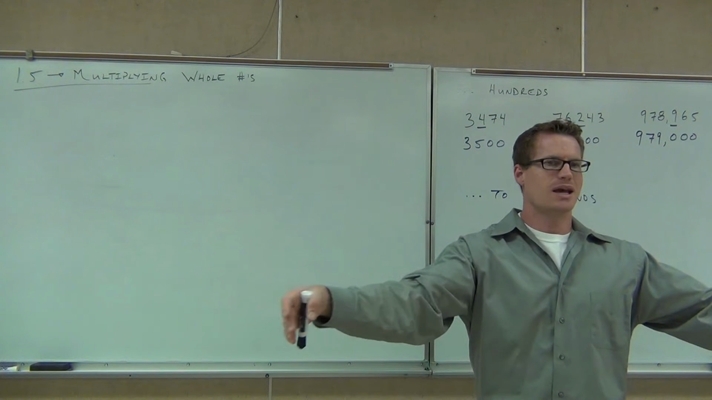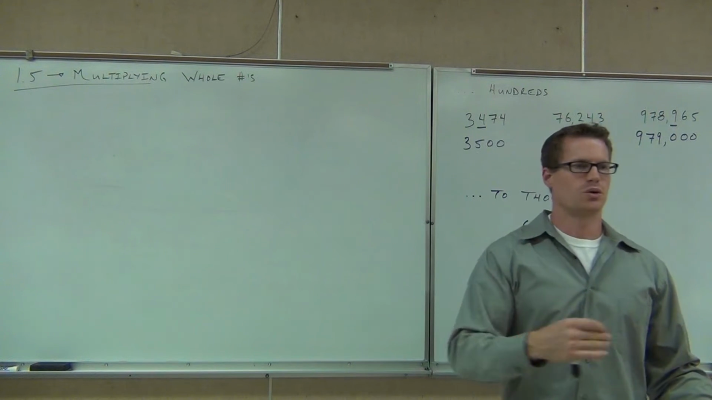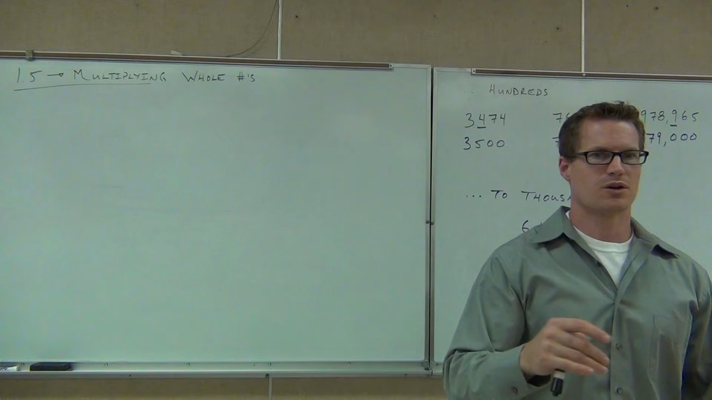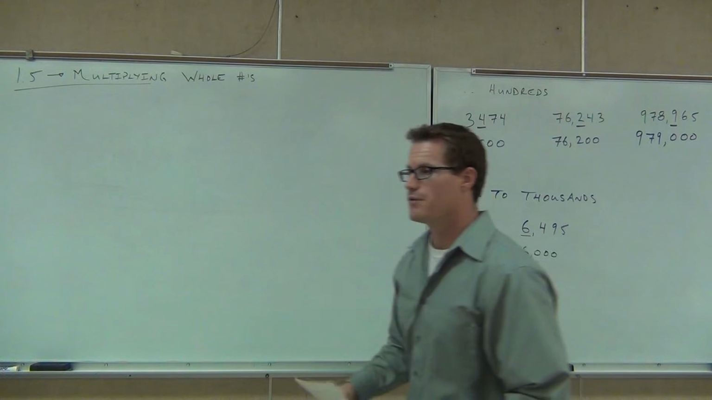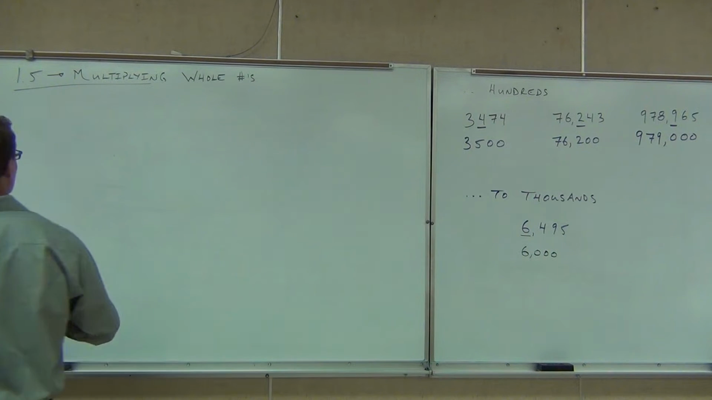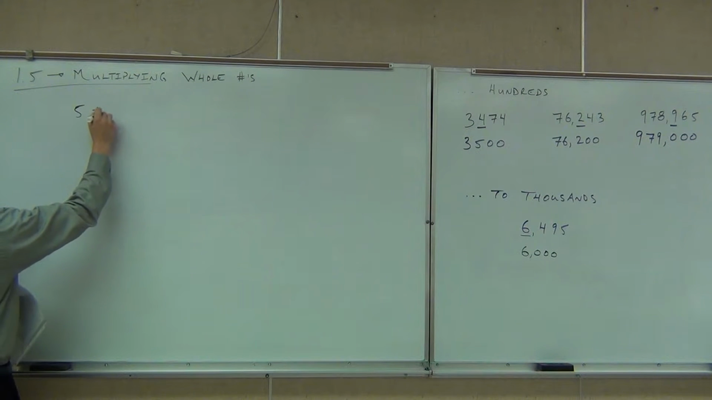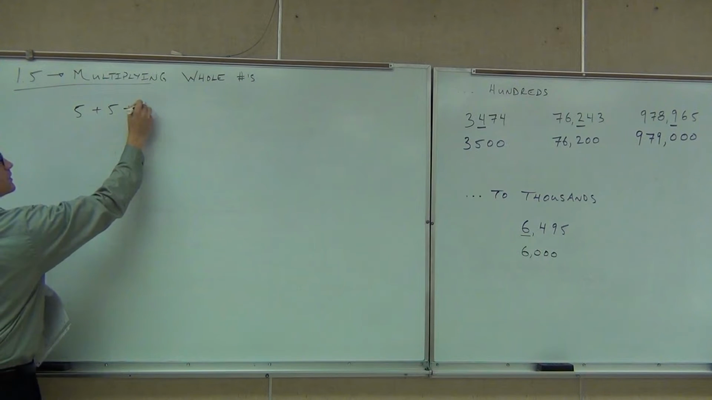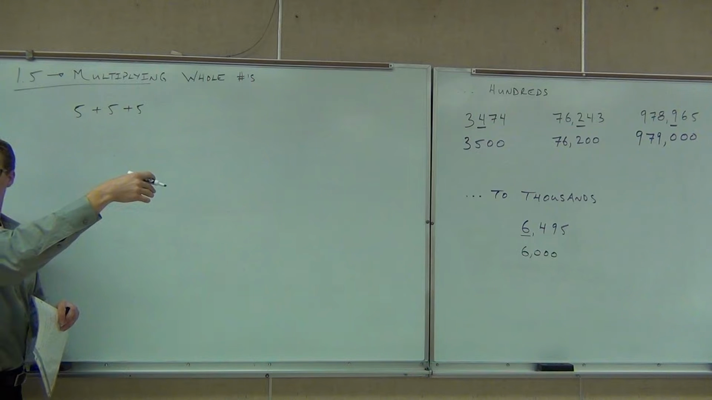So what he did, he had 8 orchards. Each orchard had 5 trees. How many trees total are there? If there's 8 orchards and each one of them has 5 trees, there's a couple ways we can do that. Couldn't you just do, there's 5 trees here, and there's 5 trees here, and there's an orchard with 5 trees. Could you add them all up? Would you get 40?